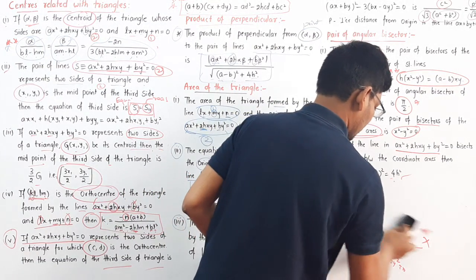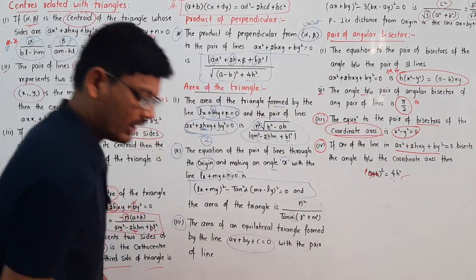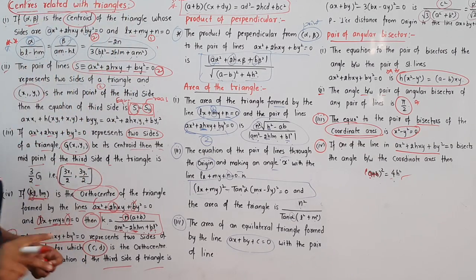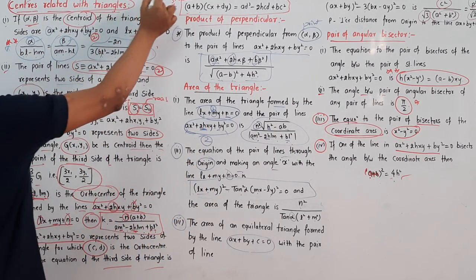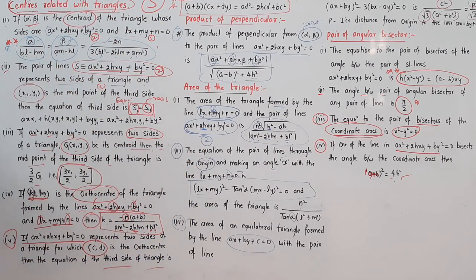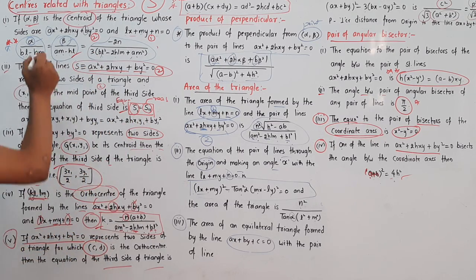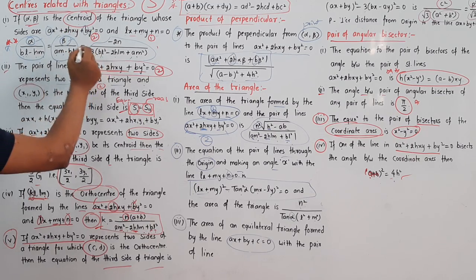Now the brief explanation for this: already we have discussed centers related with triangles. In the centers related with triangle, we have completely 5 points and 5 formulas. This is the first formula, this is the second formula, third, fourth, fifth. So what is this here? This is the center. When the centroid and pair of straight lines are given, this is the centroid.